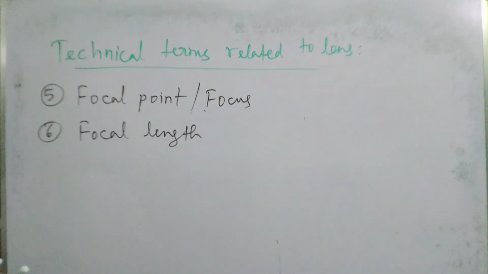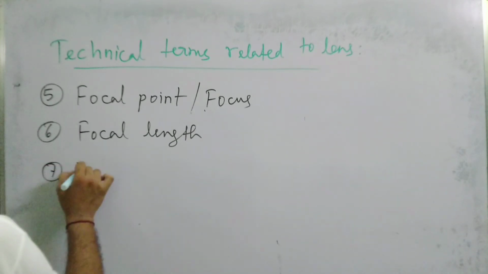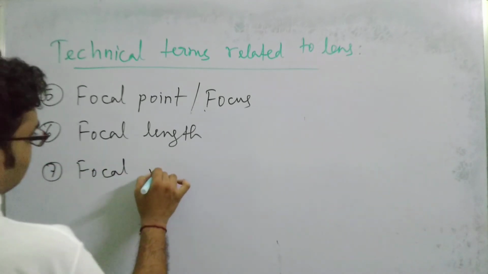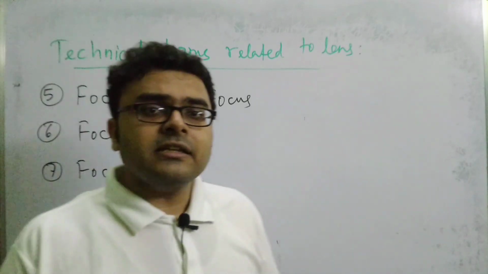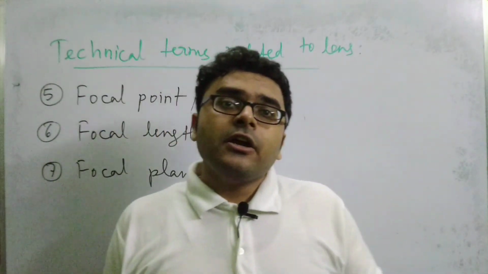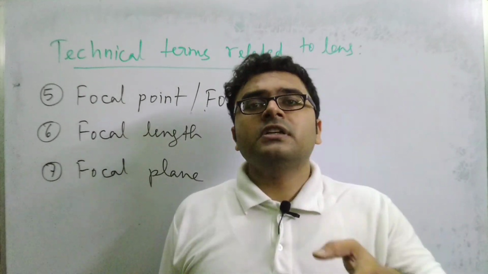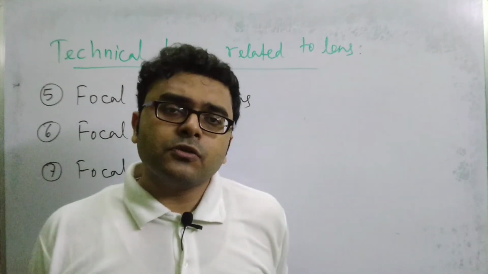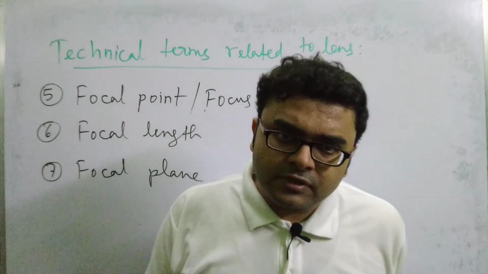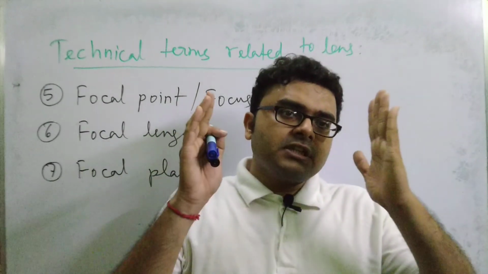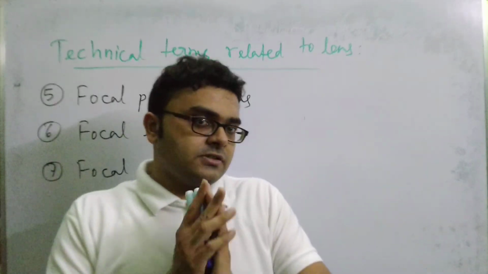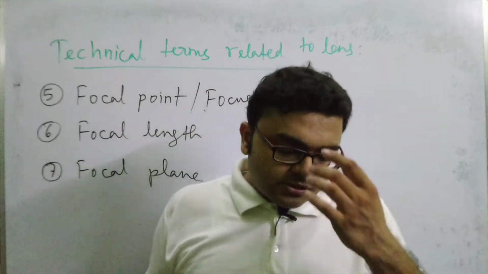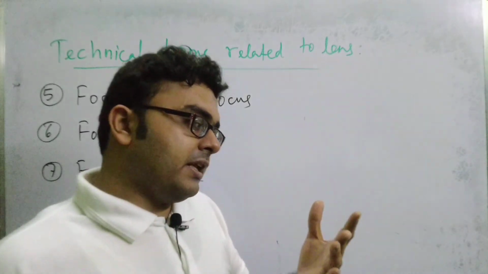Likewise, there is another term called the focal plane. So what is the definition of the focal plane? The focal plane is a plane perpendicular to the principal axis drawn through the first or the second focal point. So there are two focal planes, the first focal plane and the second focal plane. These are the two planes which are perpendicular to the principal axis and drawn through the first or second focal point or focus.